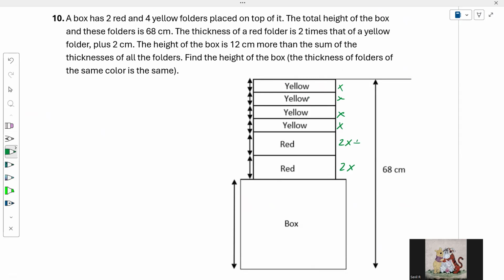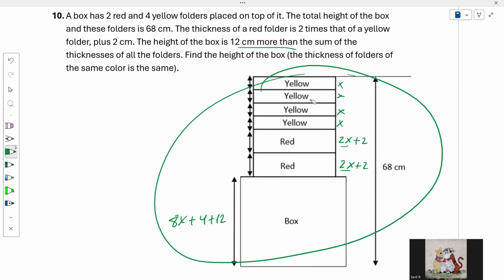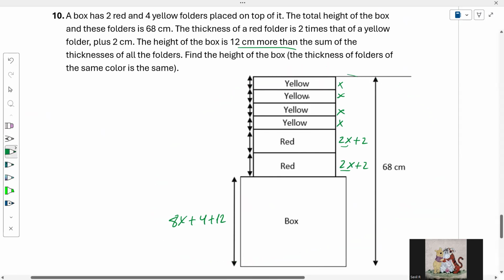Plus 2 centimeter. I forgot to read plus 2. The height of the box is 12 centimeter more than the sum of the thickness of all folders. So the sum of the thickness will be 1, 2, 3, 4x plus another 4x, 8x plus 4. It's 12 centimeter more than the sum, right? Okay, so this was the most crucial part to label. Find the height of the box. The thickness of folders of the same color is the same.